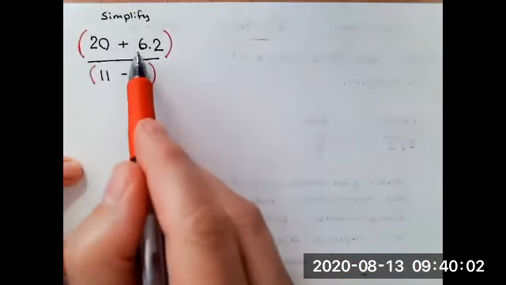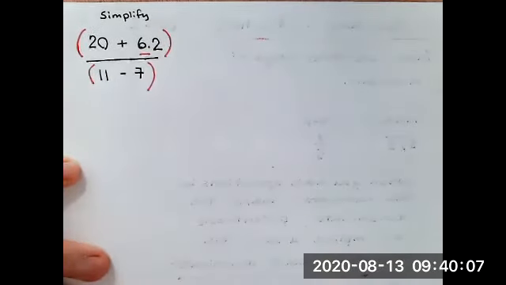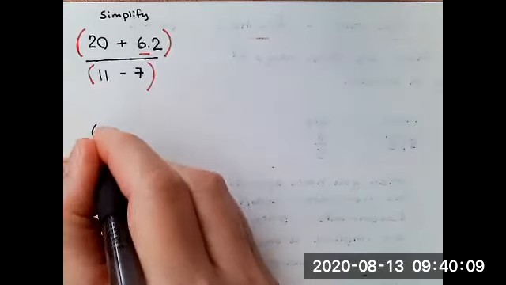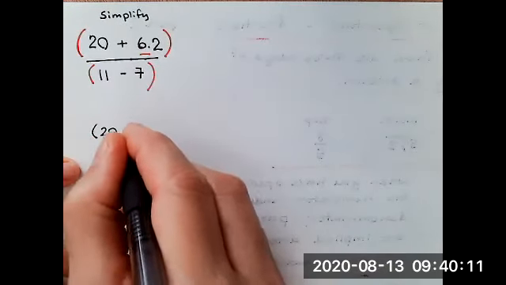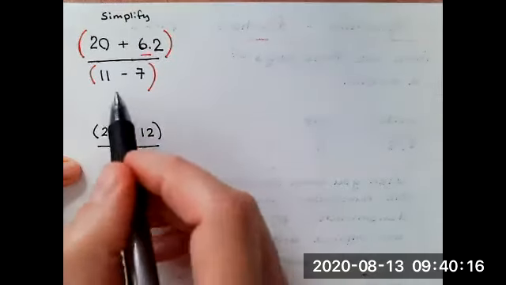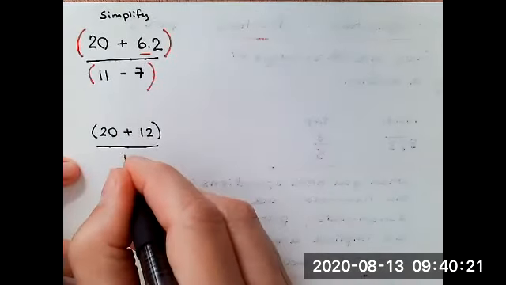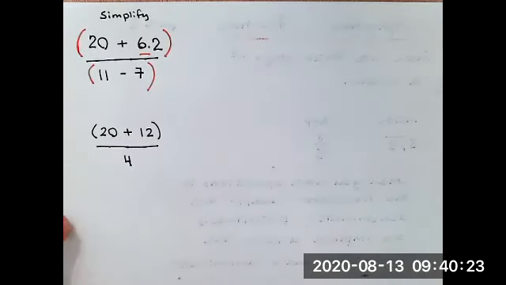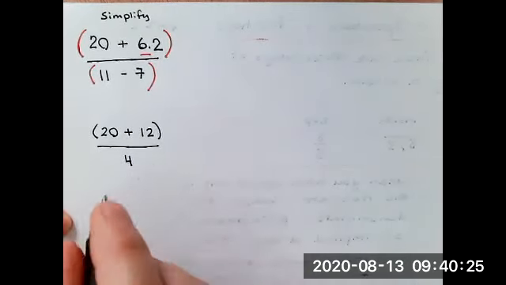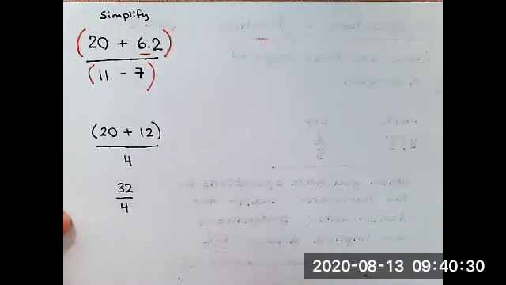So in the numerator, we have a multiplication and an addition. So we'll multiply first. In the denominator, we have 11 minus 7, which is 4. 20 plus 12 is 32. 32 divided by 4 is 8.